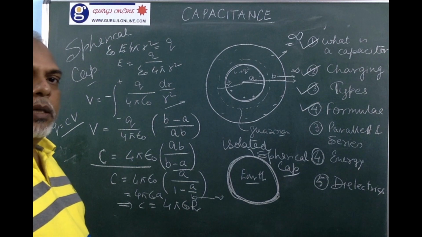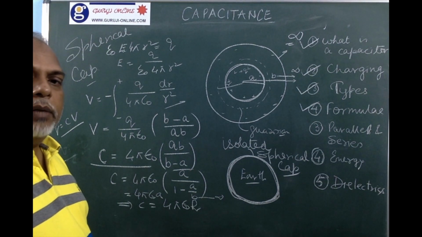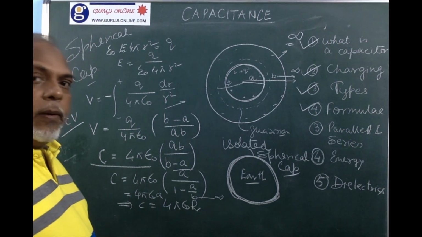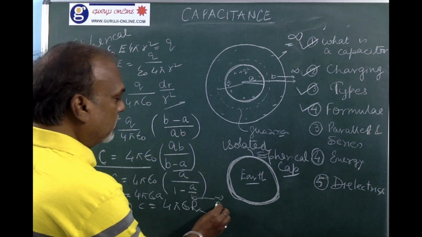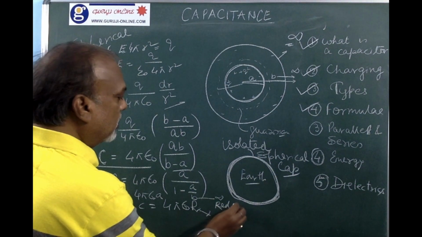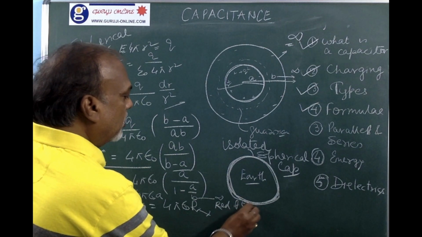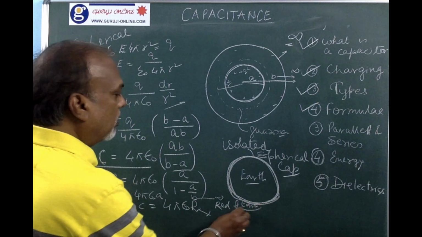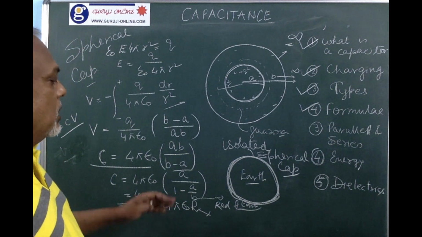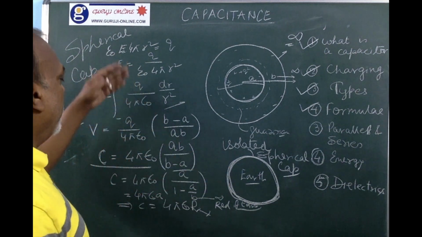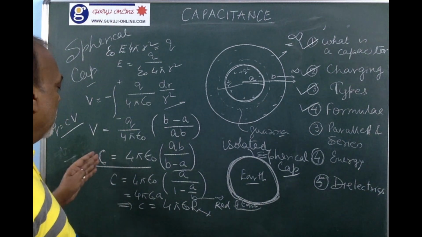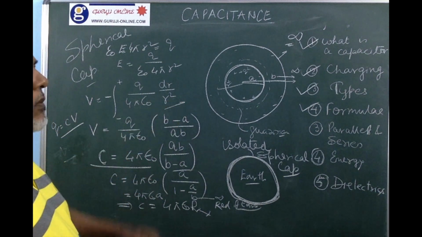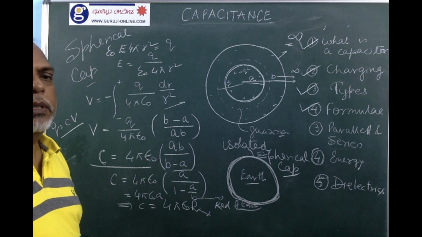What is R? R is basically the radius of the Earth. So this is how we can find out the formula for capacitance in the case of different types of capacitors.